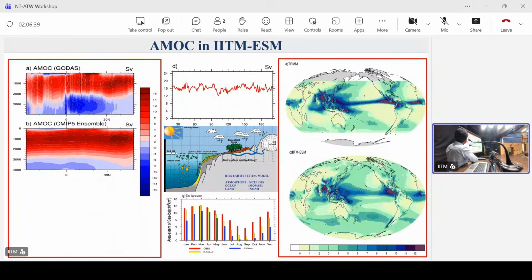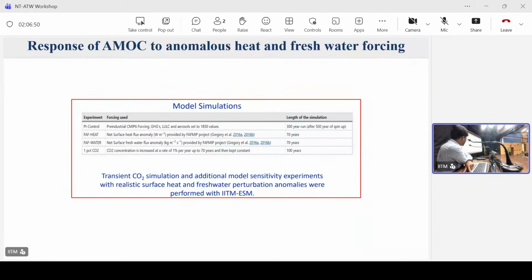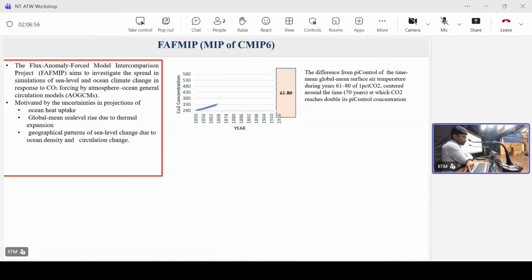So this is the AMOC, like I was telling, we had a stable AMOC, and also we have a good monsoon representation in the model. So we tried to do certain experiments with our model, which are the FAF experiments, which I'll be explaining in the next slide.